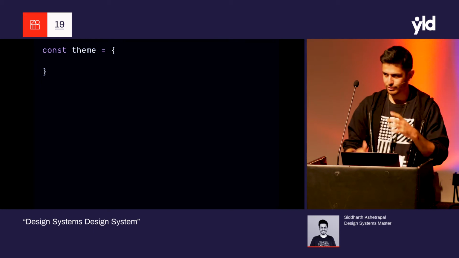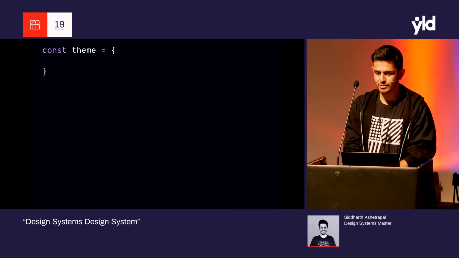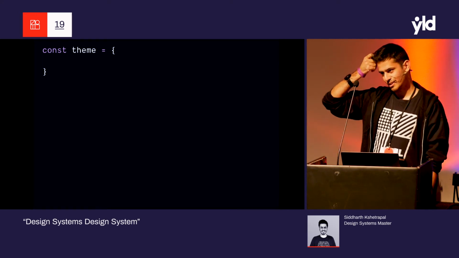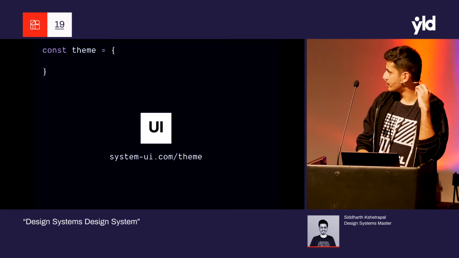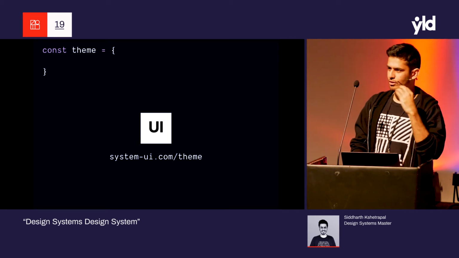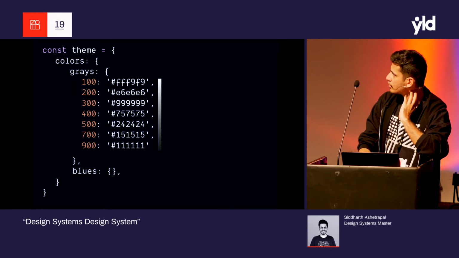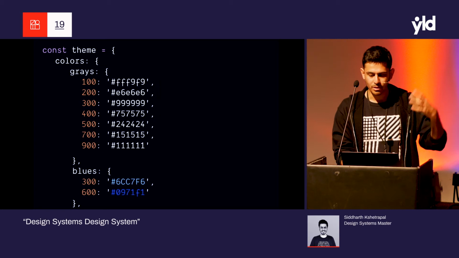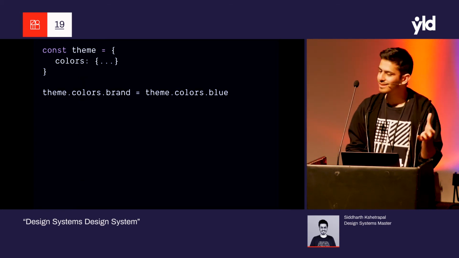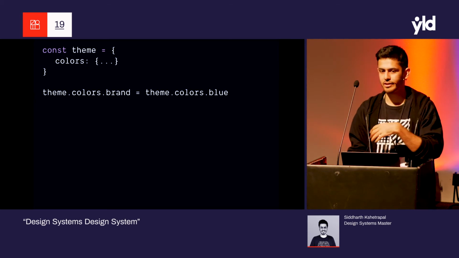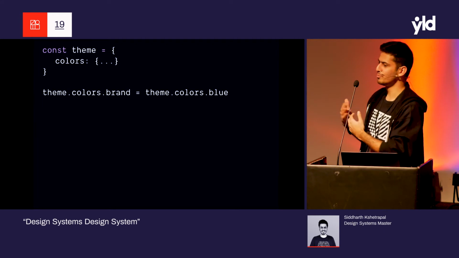And for the two developers in the room, this is how my theme file looks right now. I sold my soul to JavaScript a few years ago, so everything is JavaScript now. And I really like this spec called System UI. It's not the first one, it's just the one I like. You end up defining all your colors, like I define all my grays, all my blues, and then you make decisions on them. So my brand colors are actually the blue colors, right? Every time I say brand 500, it internally aliases to blue 500.